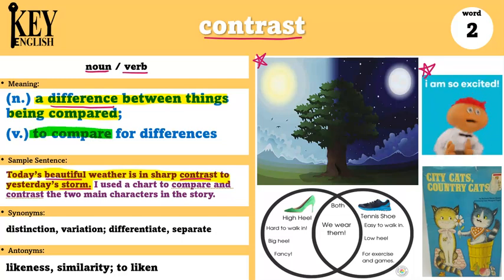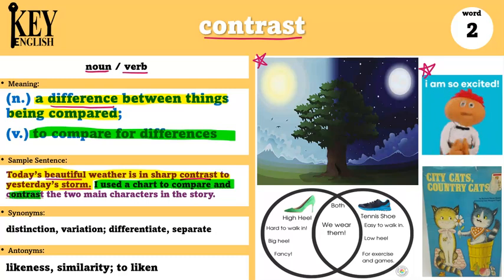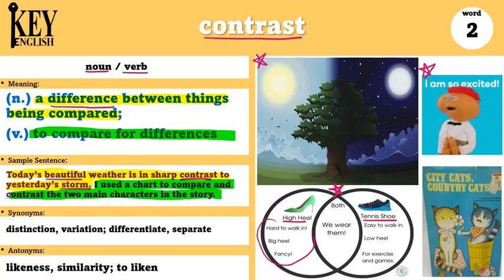And as a verb, contrast is to compare for differences. For example, I used a chart to compare and contrast the two main characters in the story. We often compare and contrast characters in stories or maybe different items like here in this chart. There is a high heel on this side and a tennis shoe on this side. And on these sides here, we are writing the contrasts of these two things. So I could say, let's contrast these two types of shoes to find their differences.